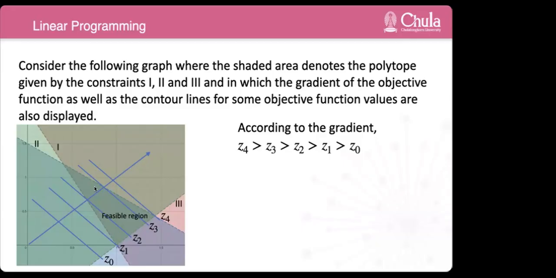The question is, if we want to maximize the objective function which has this gradient, where is the maximum point? This is our constraint, right? Oh no, the gradient of our objective function. We want to maximize it, we go this way, right?